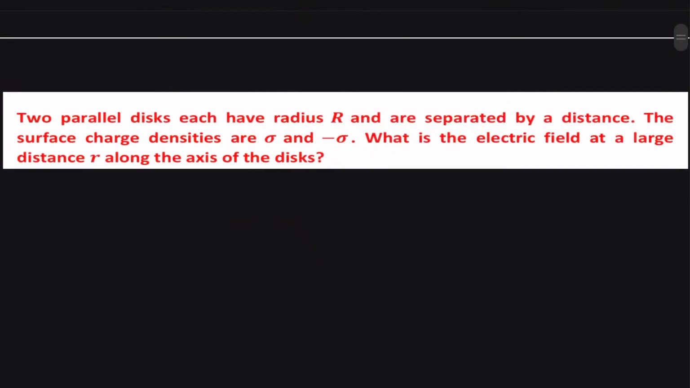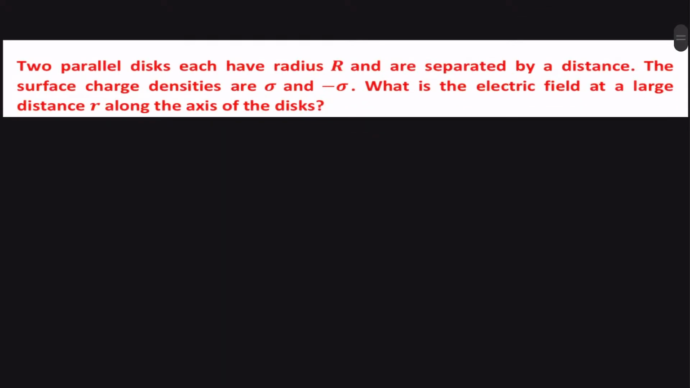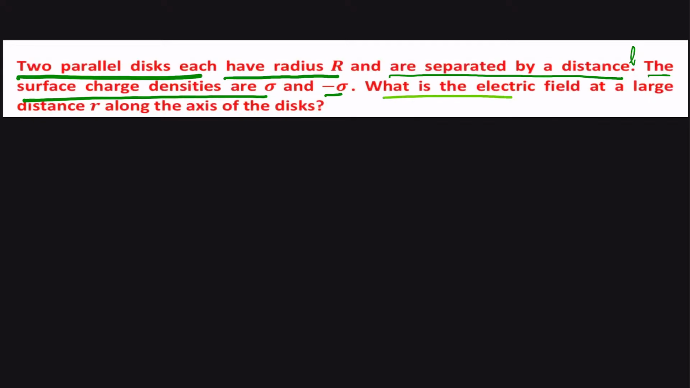Next question. It states that two parallel discs each have radius r and are separated by a distance L. The surface charge densities are sigma and minus sigma. What is the electric field at a large distance r along the axis of the disc?